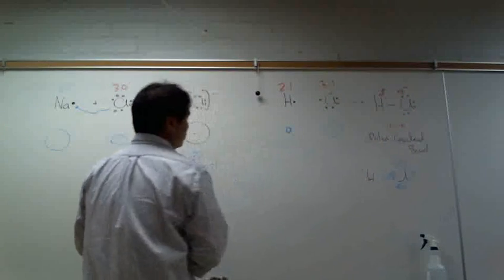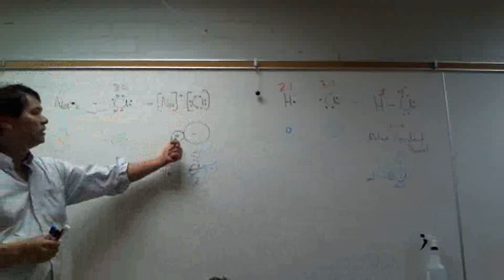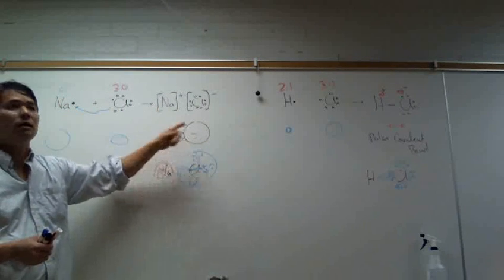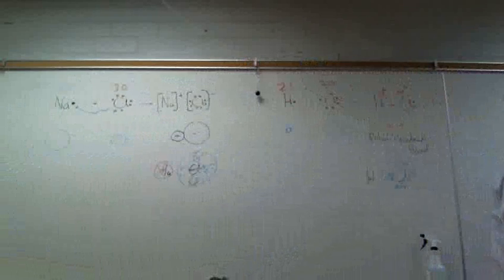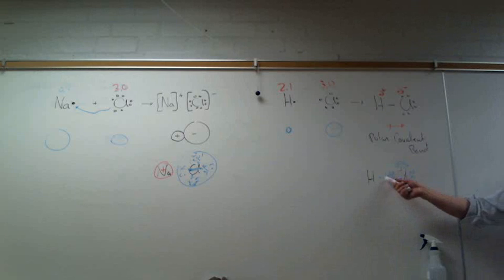So what holds this together? In an ionic bond, it's easy to see what holds it together. You got a positive and you got a negative here. But what holds a covalent bond together? Sharing the electrons. Is it really just sharing electrons, and they hold each other's hands or something like that, and they bond together, or how do they bond together?